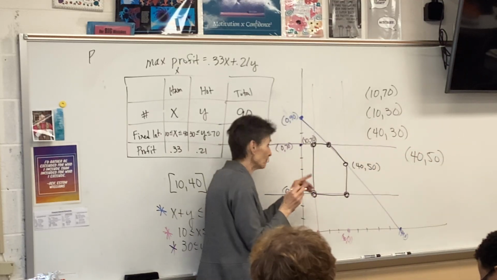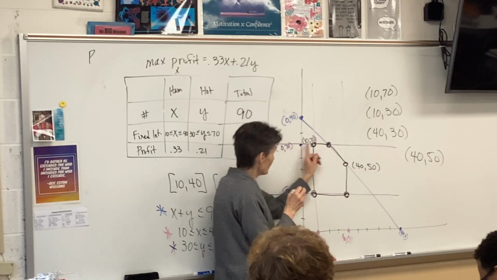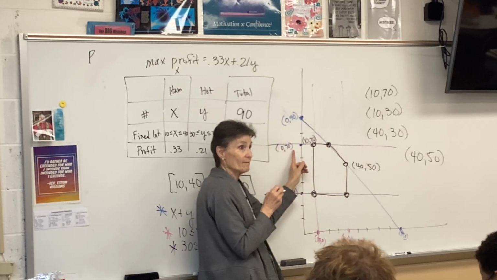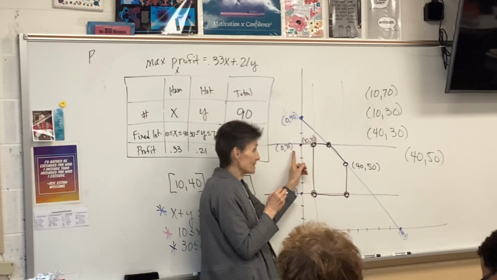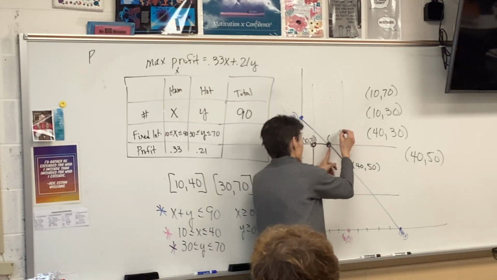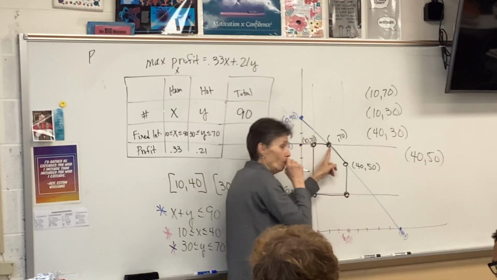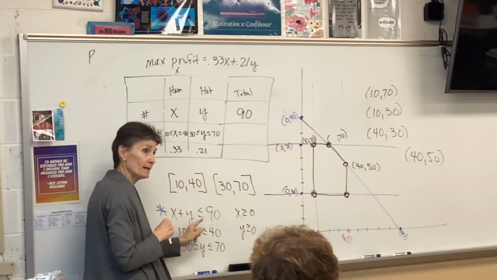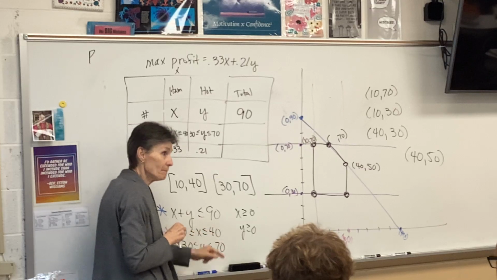And then can you use the same logic here? Look, what do we know about everything on this purple line right here? Y is 70. So whatever this is, the Y is 70. But it's also on the blue line, which has to add up to 90.